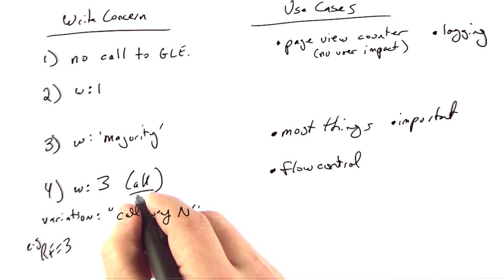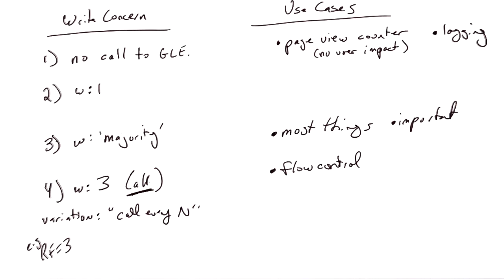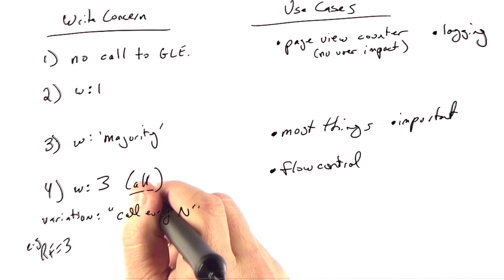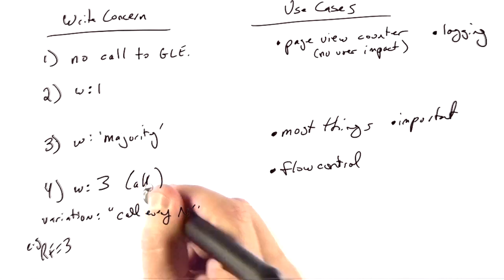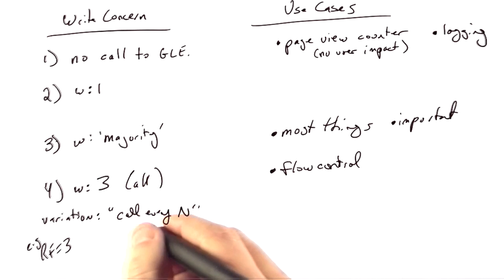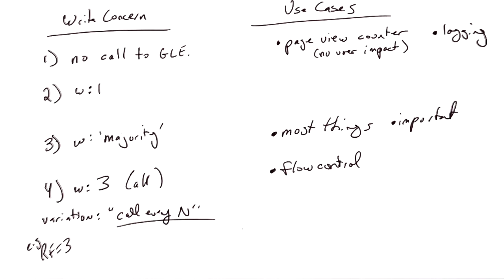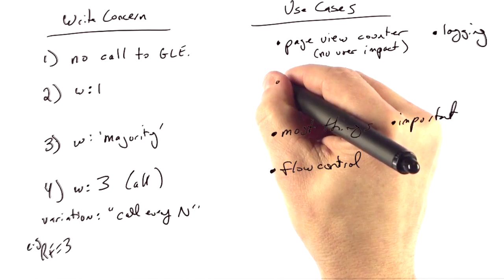So we could use this all acknowledgement to wait until the slowest member gets the data. And hopefully they're all the same speed, but it's a way we can kind of guarantee that. And while waiting for all is kind of slow, if we couple it with the call every in pattern, it'll be much better. So we'll look at that in a second.